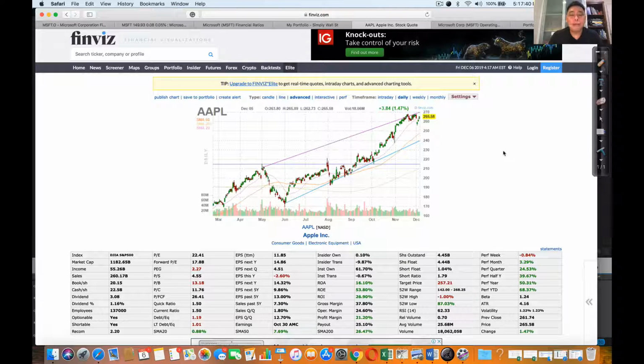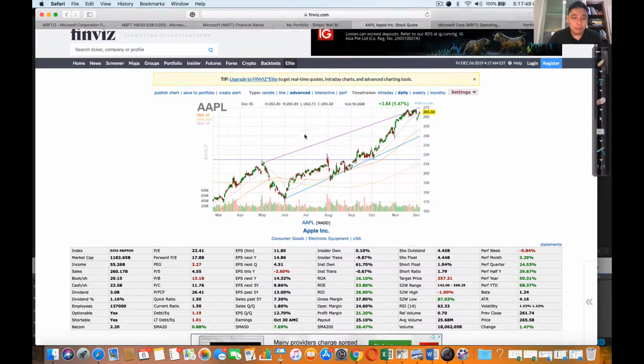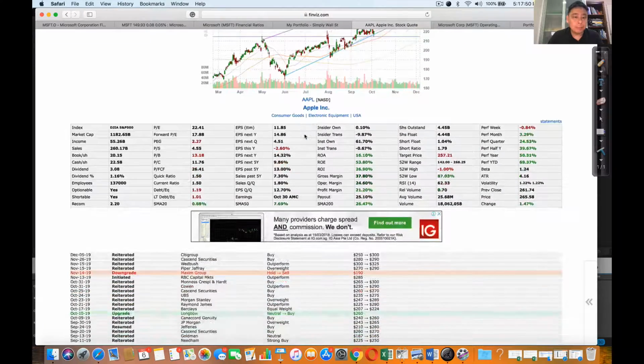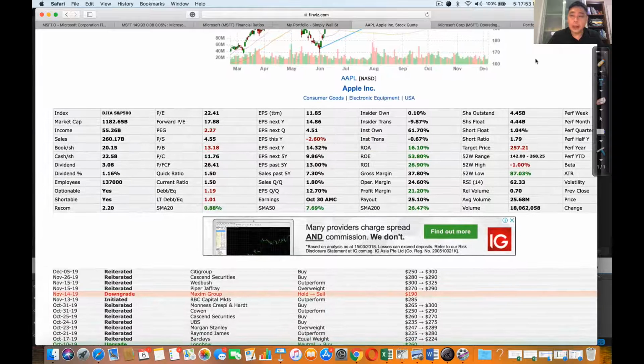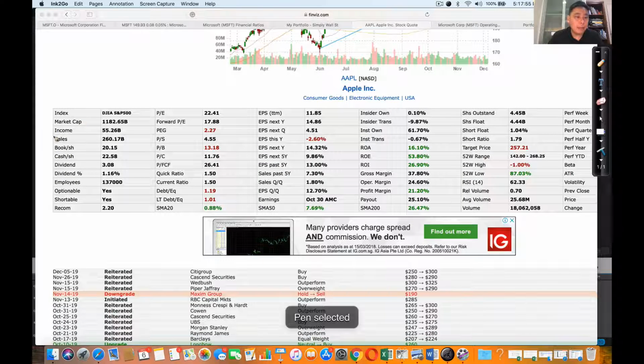FinViz is for US companies. So for international companies, you could take a look at Reuters or investing.com. So on FinViz, I'm looking at Apple, and let's take a look at what we have. You can see that Apple has a net income or net profit of $55 billion. That's the total profit of the company. And Apple has a total of 4.45 billion shares outstanding.